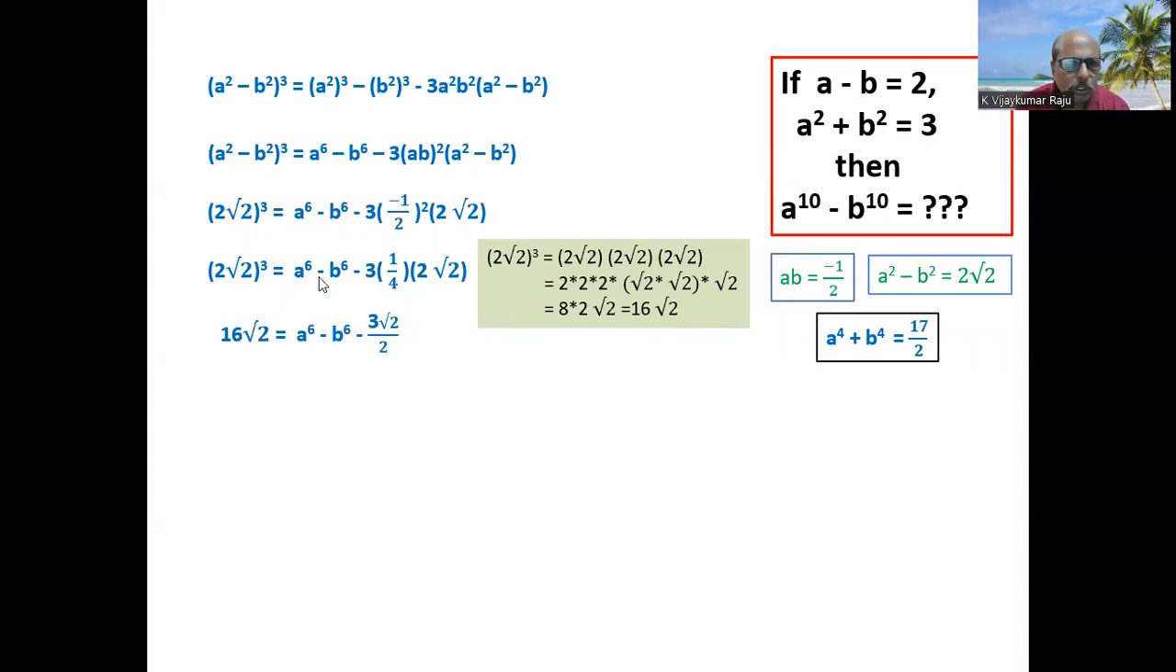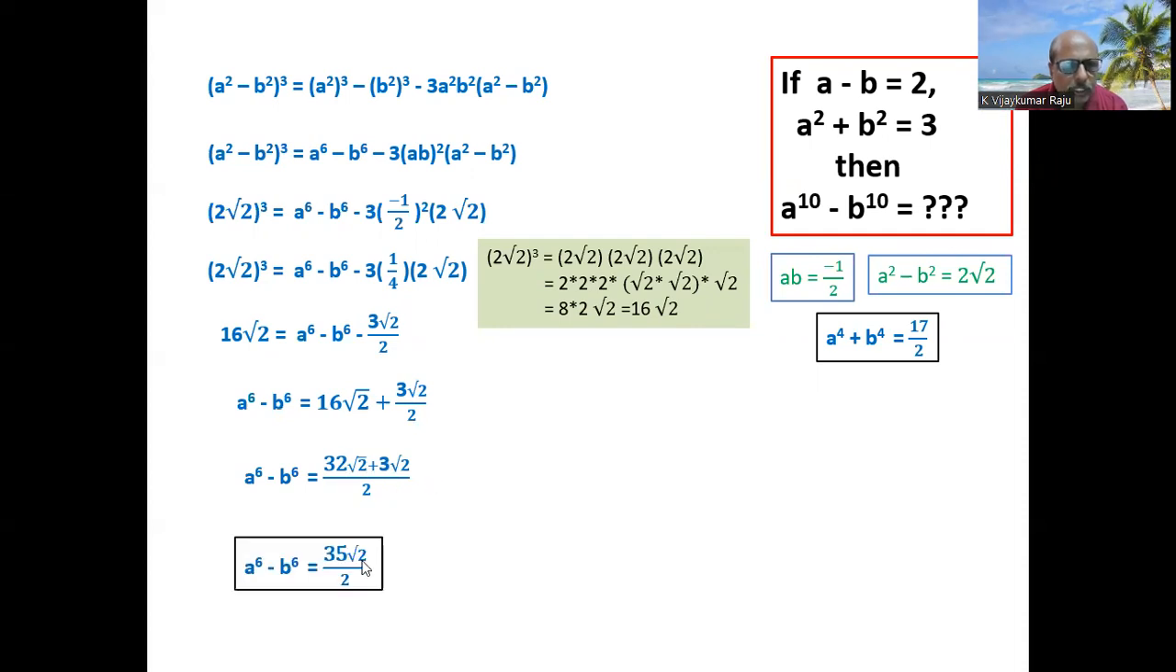So 16 root 2, this is a⁶ minus b⁶. This is 3 root 2 because 2 2s are 4. So it is 3 root 2 upon 2. Now let us take minus this side to become plus. So 16 root 2 plus 3 root 2 upon 2. Take LCM. It will be 32 root 2 plus 3 root 2, so 32 plus 3 is 35. 35 root 2, that is a⁶ minus b⁶ is 35 root 2 upon 2. This is the fourth value which we have calculated.